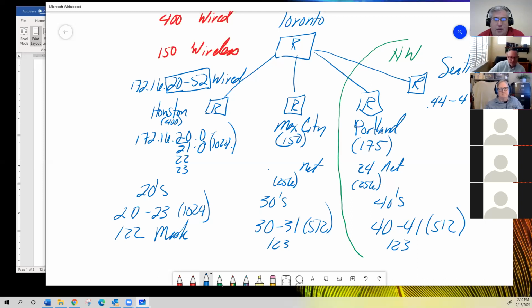So your subnetting is going to be a lot different than what we've got here, and it's going to be a lot more locked down because you have to have that many locations. Does that make sense?